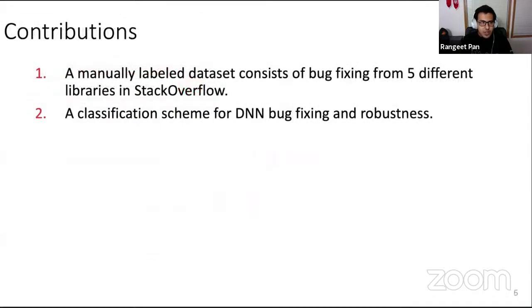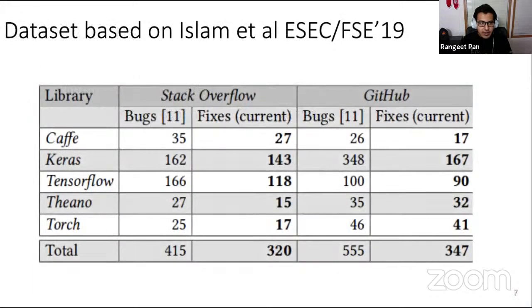To this end, this work makes two contributions. A manually labeled dataset consisting of bug fixing and robustness labeled with 5 different libraries from Stack Overflow, and a classification scheme for deep neural network bug fix and robustness. The preliminary dataset has been taken from our prior work published in eSecurity 2019. The dataset contains 450 bugs from Stack Overflow and 555 bugs from GitHub. Among them, we could find the fixes for 320 bugs from Stack Overflow and 347 bugs from GitHub. In this study, the robustness analysis was done mostly on Stack Overflow.